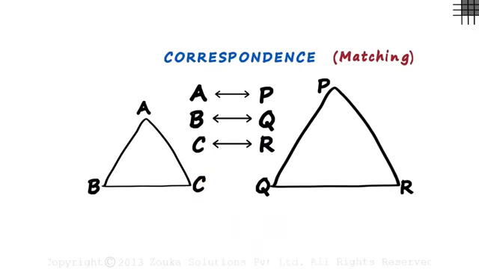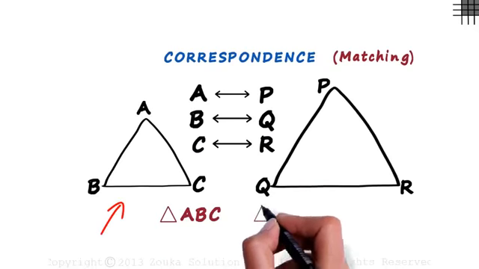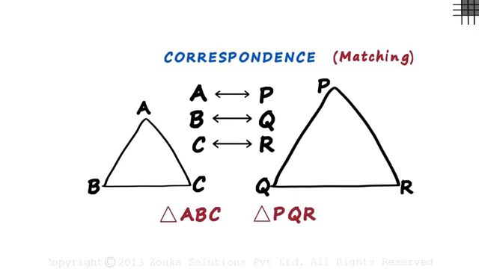We are looking at triangle ABC and triangle PQR. We know that this triangle can also be called triangle QPR. But can we say that we are looking at triangle ABC and triangle QPR for comparison? No, that would be incorrect. This tells us that while considering two triangles together, the order in which the vertices are written is very crucial.